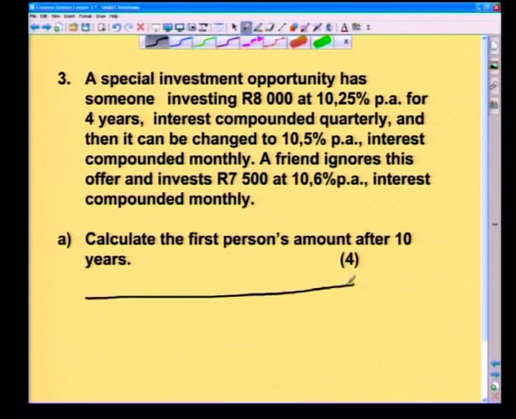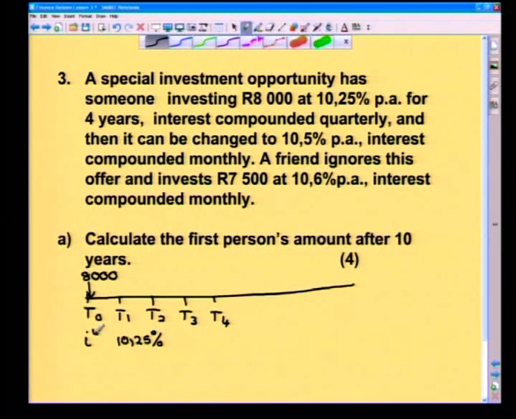I personally think it's a good idea to draw a timeline. So T0 is when we come along with our investment and we put in our 8,000 Rand. Now we know for the first 4 years, one lot of interest is happening, and the interest rate is 10.25%, and it's compounded quarterly.